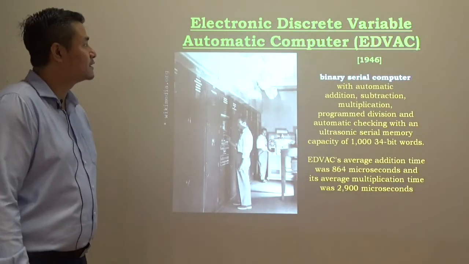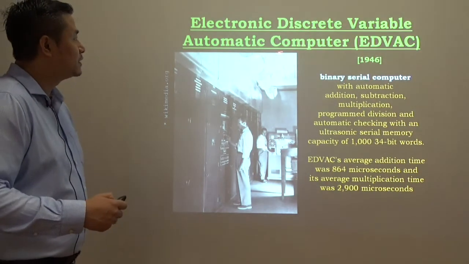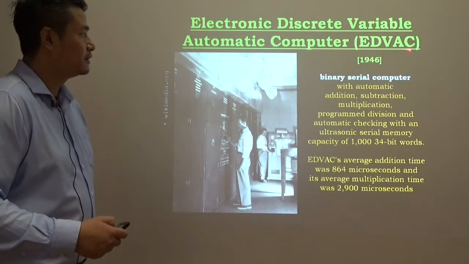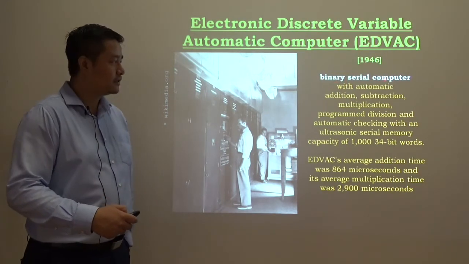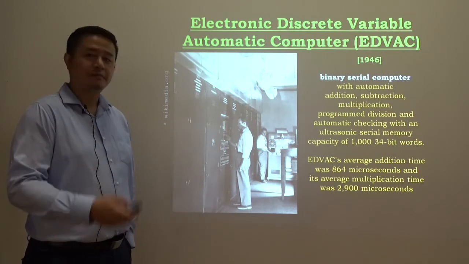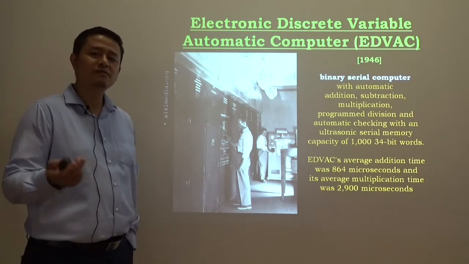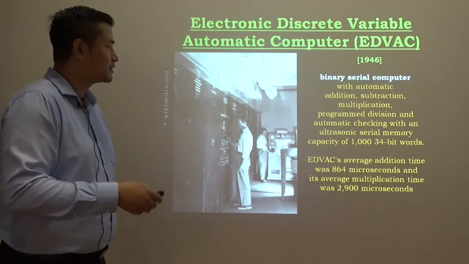So the second one is Electronic Discrete Variable Automatic Computer, EDVAC. It was devised in 1946. It's a binary serial computer. Binary means it is based on 2 units. So we'll discuss in the coming slides.